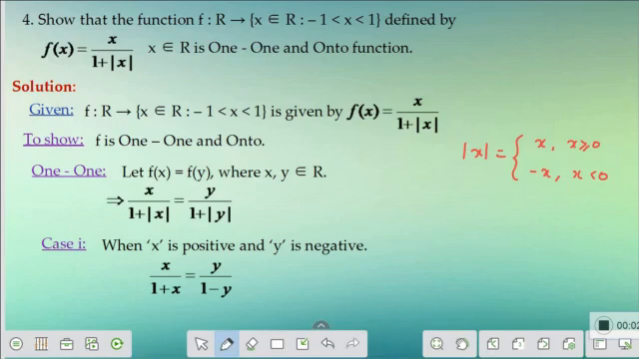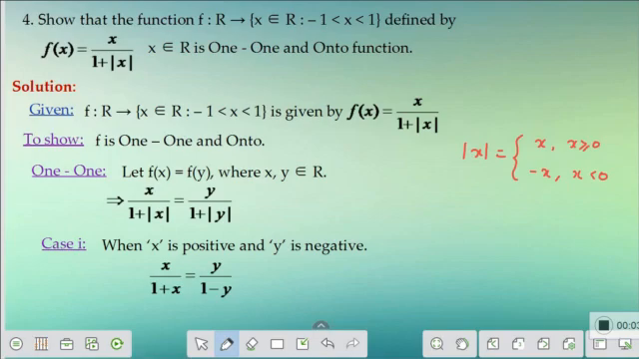In the same way, we'll assume two values, f of x and f of y. That is, f of x is equal to f of y, where x and y belong to R, the set of real numbers. Now when we have f of x equal to f of y, this implies x by 1 plus mod x equals y by 1 plus modulus y. Now we have mod x and mod y. We have two things to be considered, modulus x and modulus y.